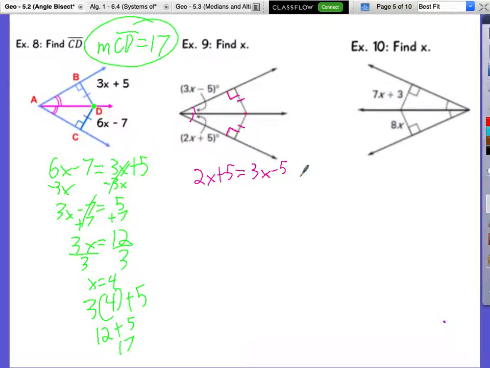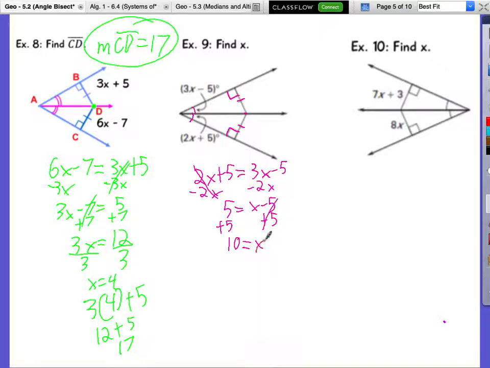Good question. Let's subtract 2x from each side. 5 is equal to x minus 5. What can we do now, Max? We could add 5 on both sides. I think it's a good math move. So we have 10 is equal to x.